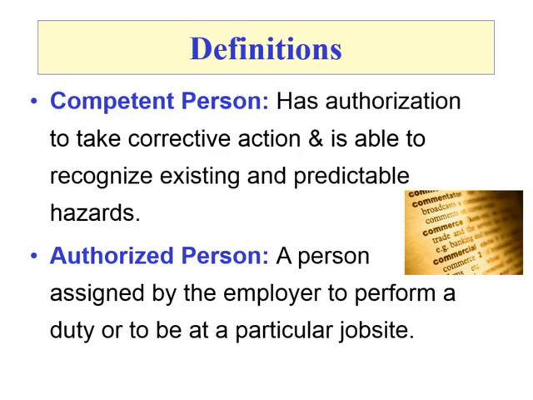The next one is an authorized person. That's just a person assigned by the job to be on duty or at the task. It could be anybody on site. It doesn't need to be any specific training.